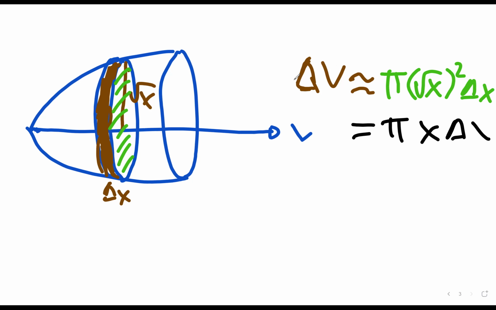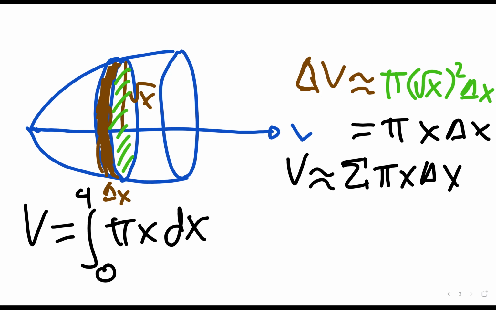Of course, if you take the summation, the total volume is approximately the summation of pi x delta x. And if you take the limit as delta x tends to 0, you will obtain the volume V as the integral of pi x dx, where x varies from 0 until x equals 4.